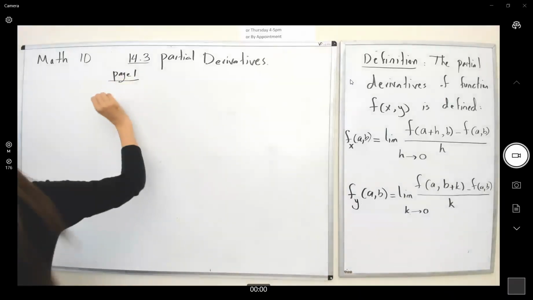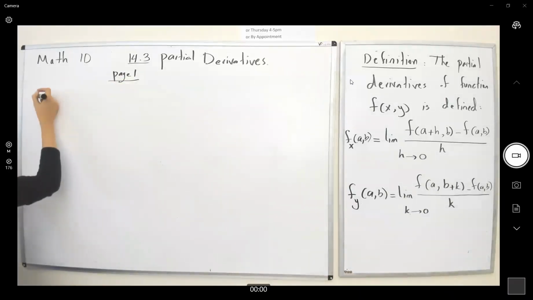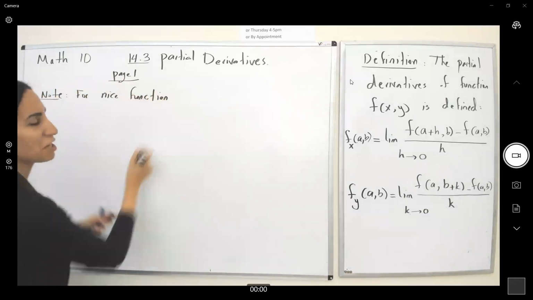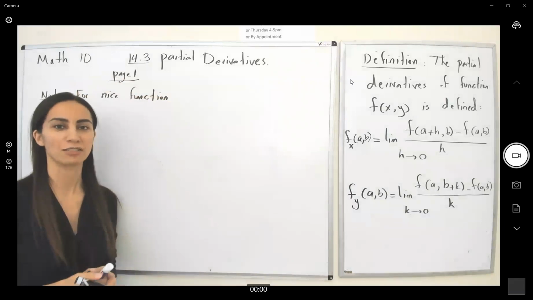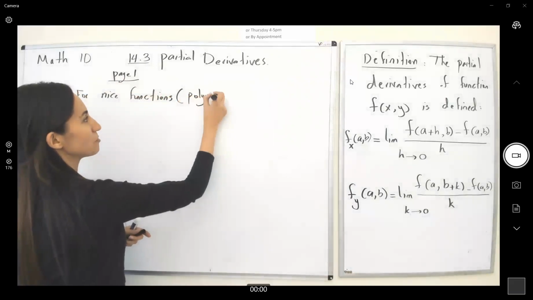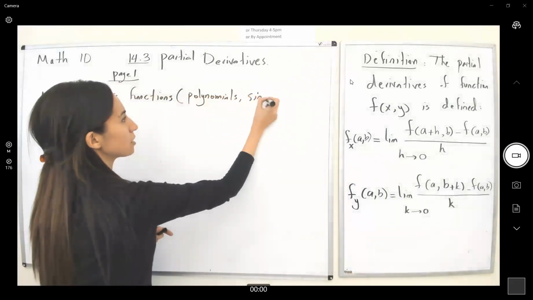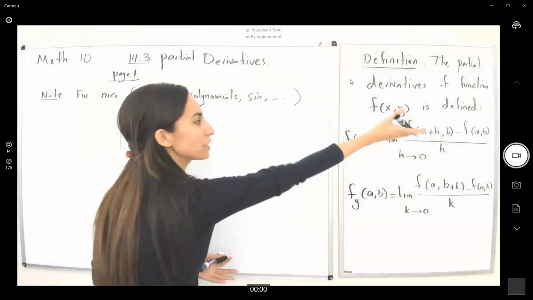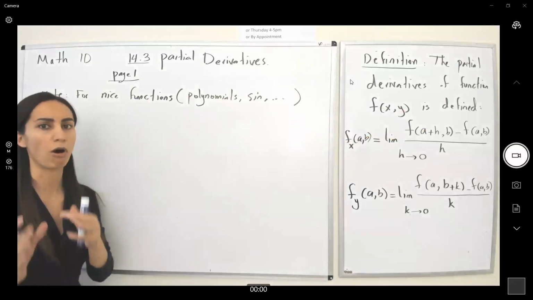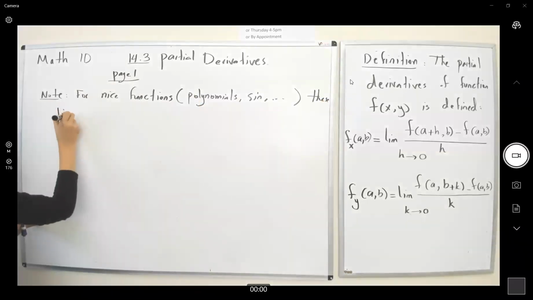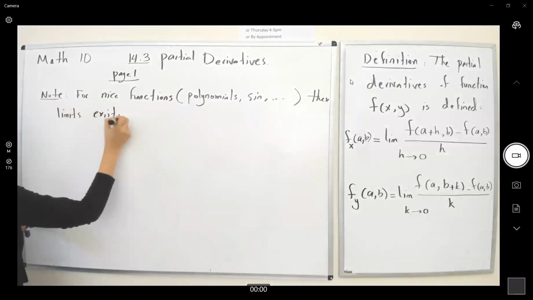Still on page 1, note that for nice functions, again, remember that, if you have nice functions, your life is easy. Your calculation is super smooth. Nice functions like polynomials, sine, cosine, and so on. We listed them before. The limit exists everywhere. So we're not worried about the limit definition of partial derivatives. These limits exist.